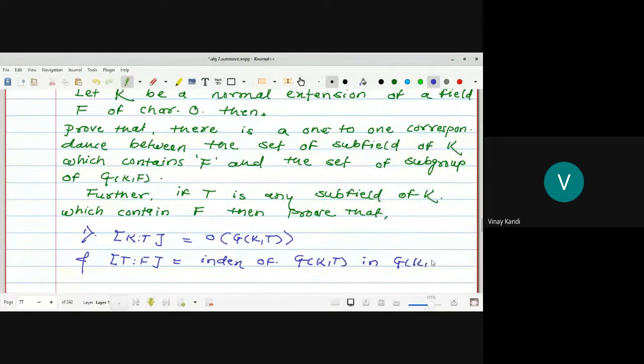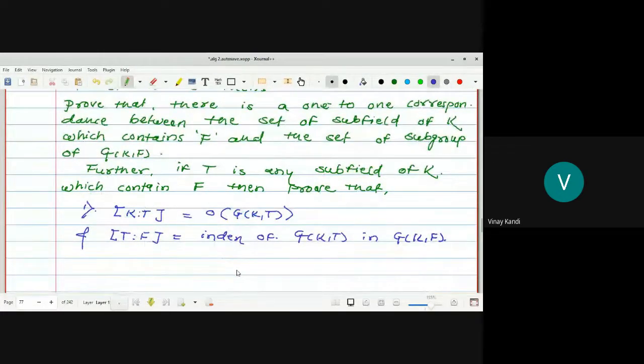Okay, you know what index means, right? Index of H in G is the order of G divided by the order of H. First, the degree of K over T is equal to the order of GKT, and the degree of T over F is the index of GKT in GKF. This is the first statement. Now, the second one.